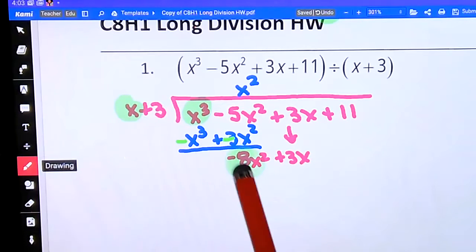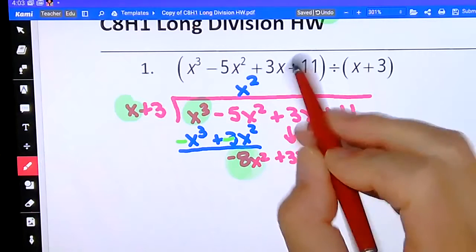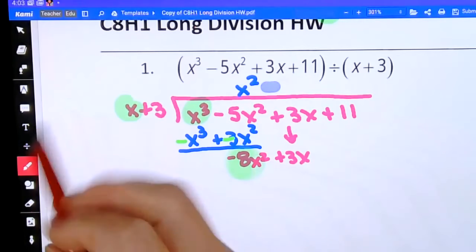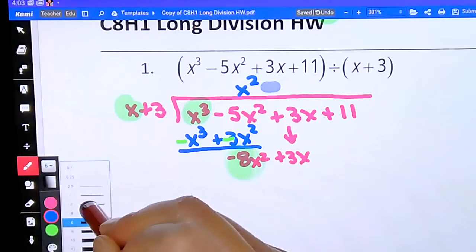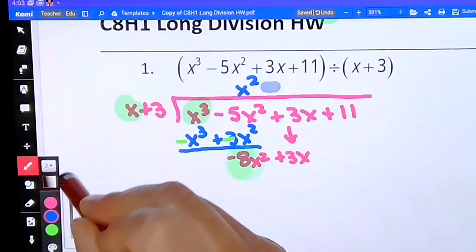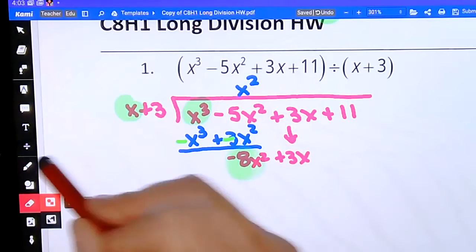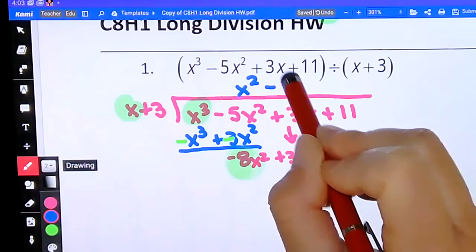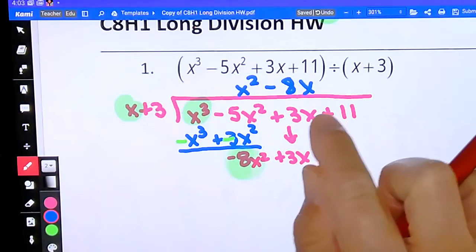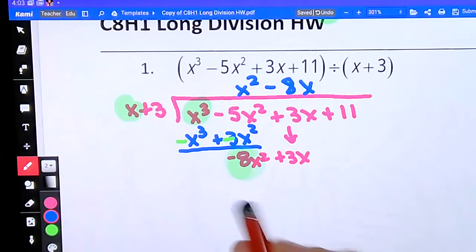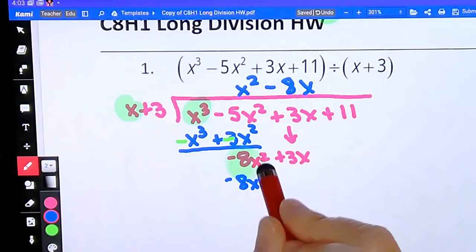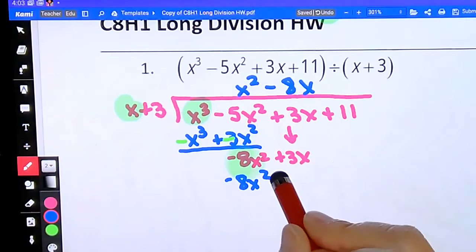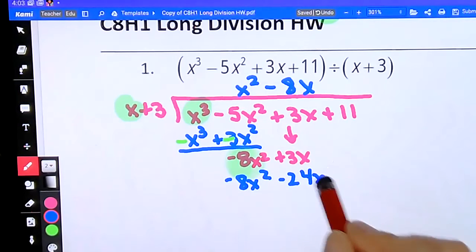So x times what gets me a negative 8x to the second, and that's going to be a negative 8x. So negative 8x times this is going to be a negative 8x to the second. Negative 8x times 3 is a negative 24x.